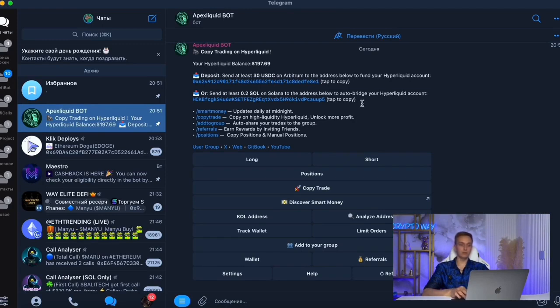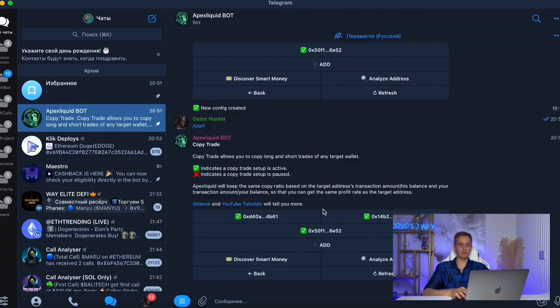After registering, you get default wallets, or you can import your own address. Then you top up your trading address. I topped up in USDC, specifically on the Arbitrum network. Be careful. And after that, go to the copy trading section. Right now, I have 3 wallets set up here.